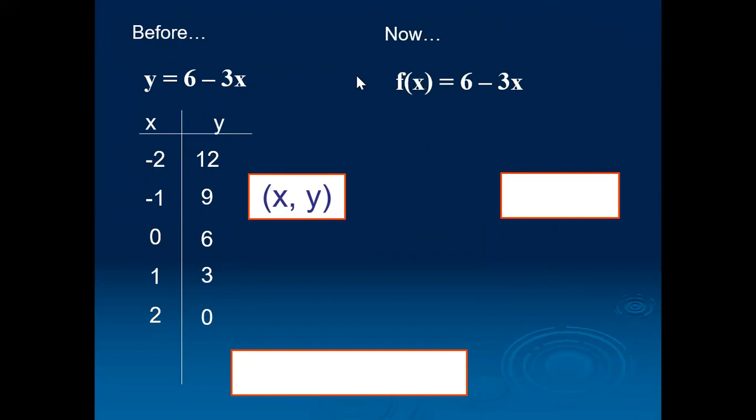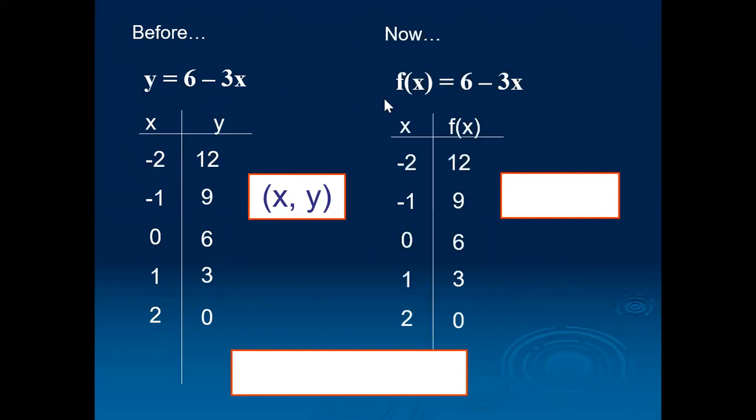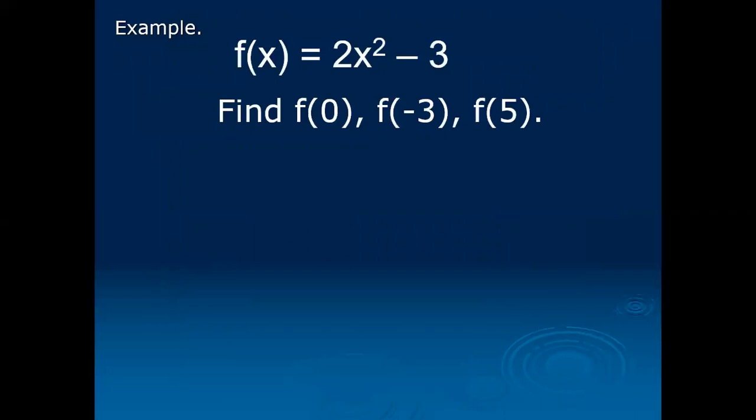It's the same thing. Nothing has changed except for the notation, because y is actually the function of x. It's what you do when you use this variable. Input and output, same stuff. All right, so when you see this kind of notation, f of x is equal to 2x squared minus 3, and it says find f of 0, that just means plug in 0 for x.